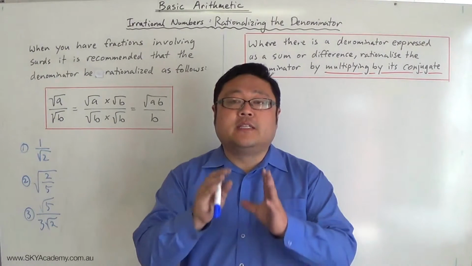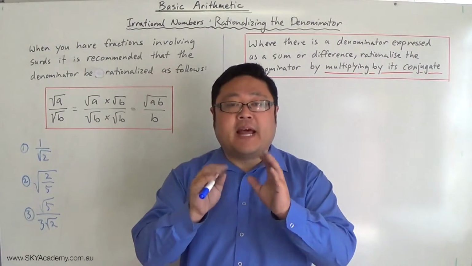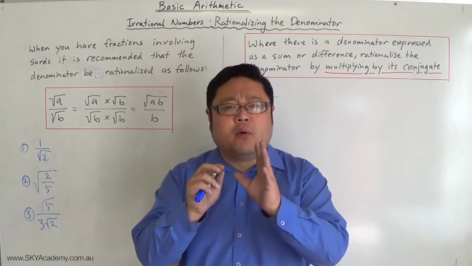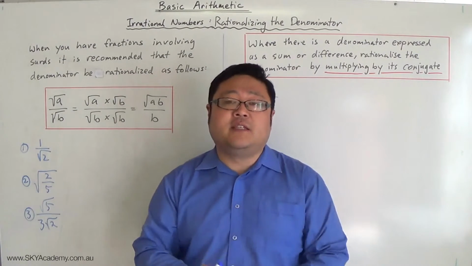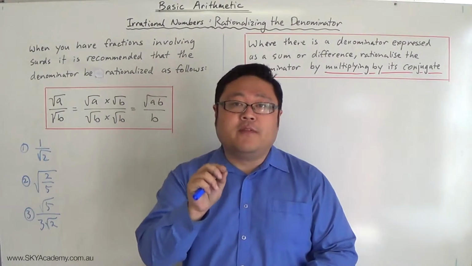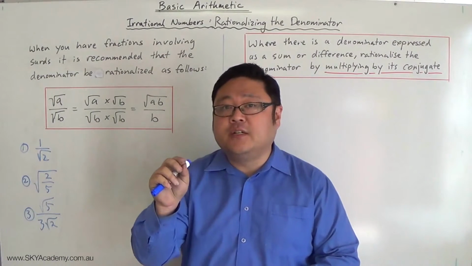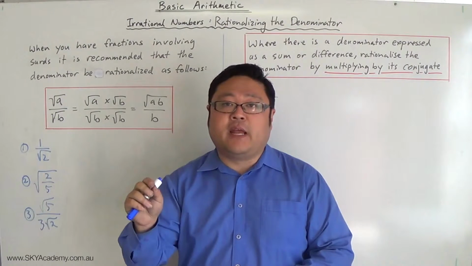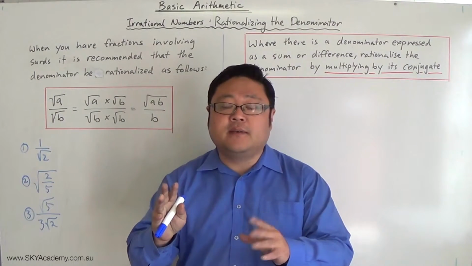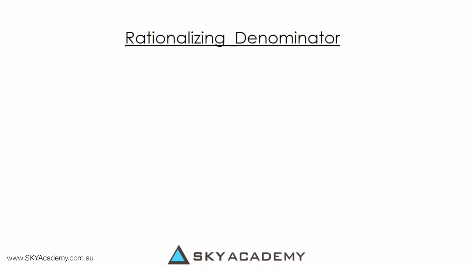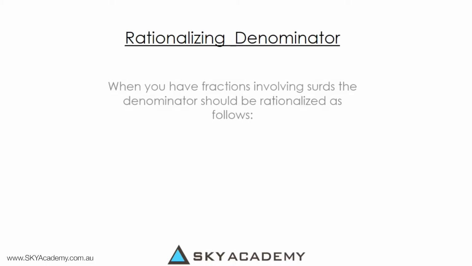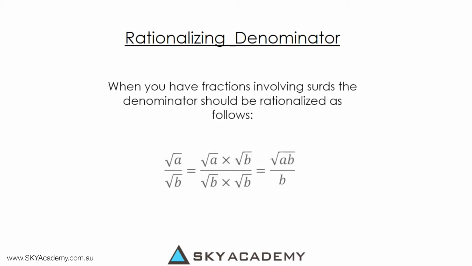In this episode, what I want to do is look at an aspect of multiplying, but more importantly dividing fractions, and that is rationalizing the denominator. More often than not, it is convention to rationalize the denominator. I'll explain what that means in a second, but when you have fractions involving surds, it is recommended that the denominator be rationalized. And you do that as follows.